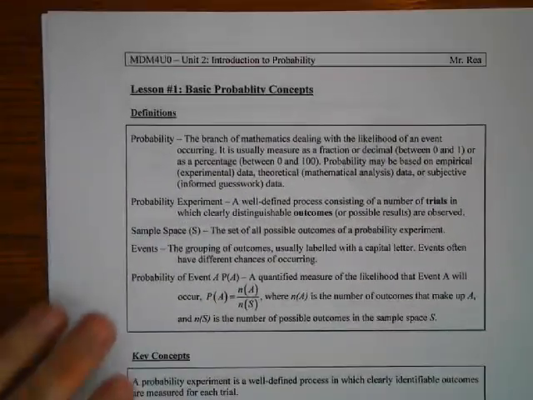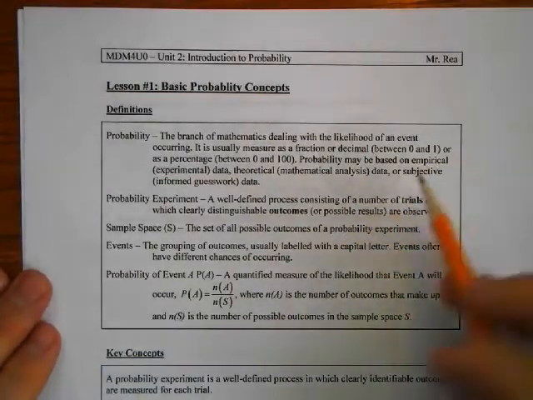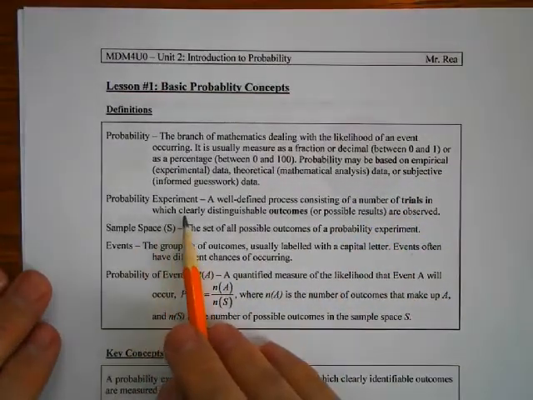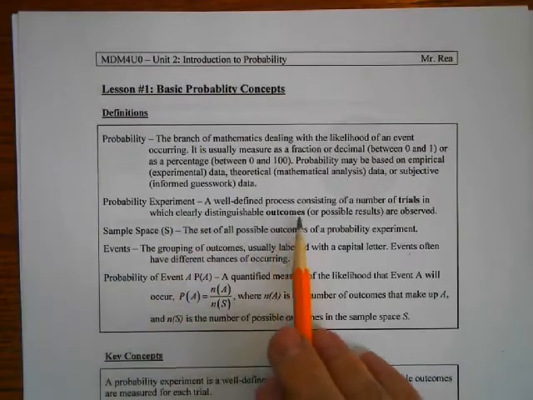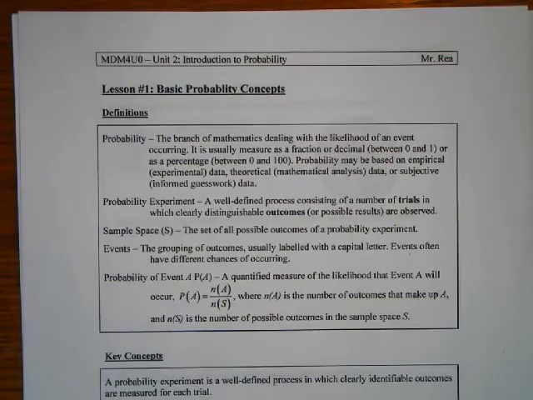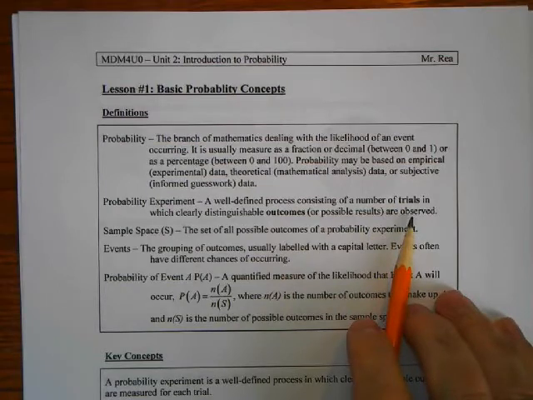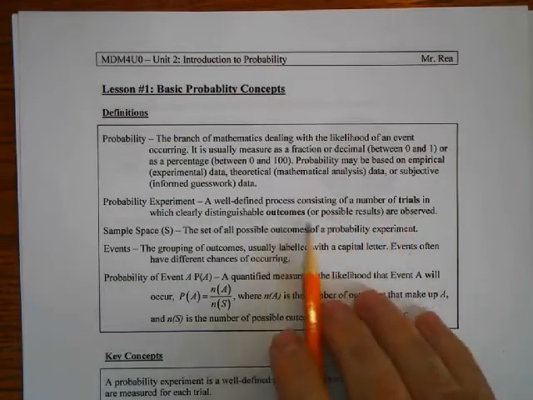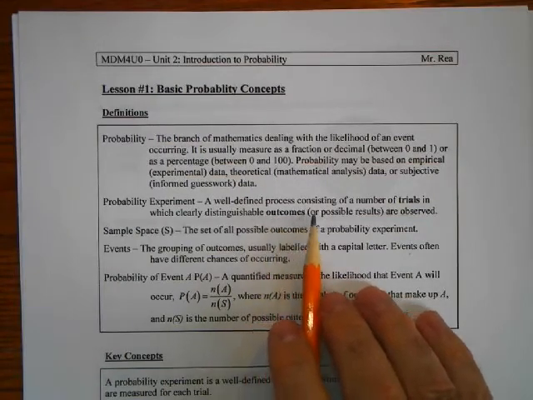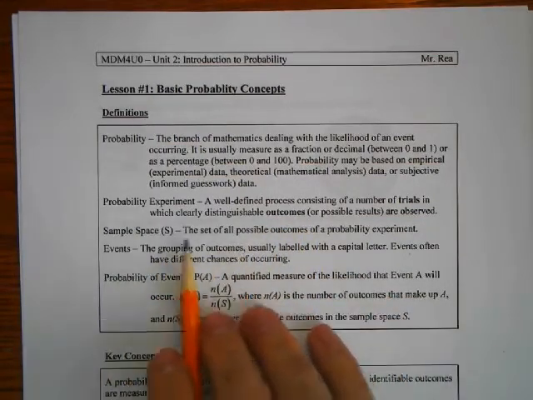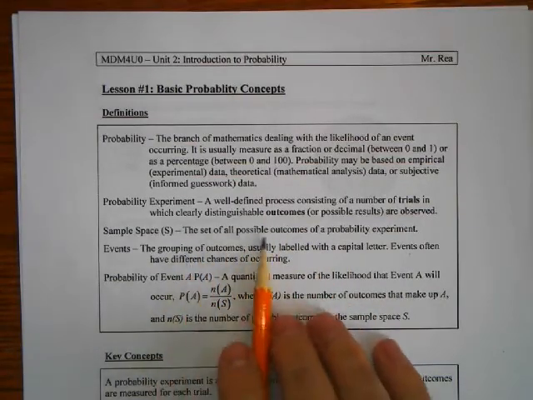So if I go back to the lesson here, hopefully these terms make more sense now. So the probability experiment, this is when you're conducting trials. Okay, a well-defined process consisting of a number of trials in which clearly distinguishable outcomes or possible results are observed. So this is us rolling the die, and the outcomes would be rolling a 1, a 2, up to a 6. Okay, sample space. This is all the possible outcomes of whatever we're doing.